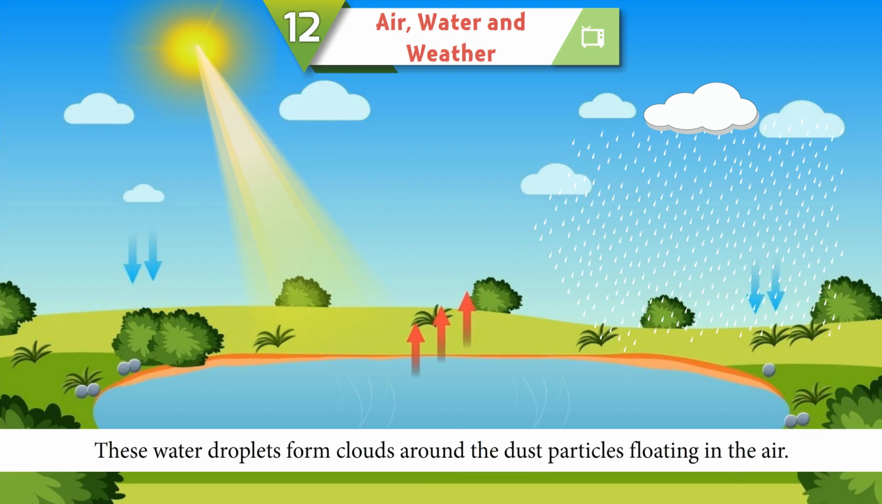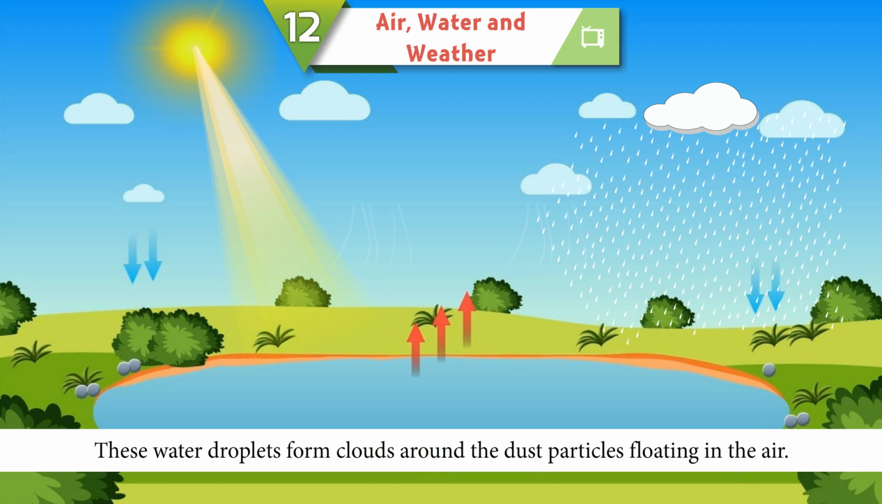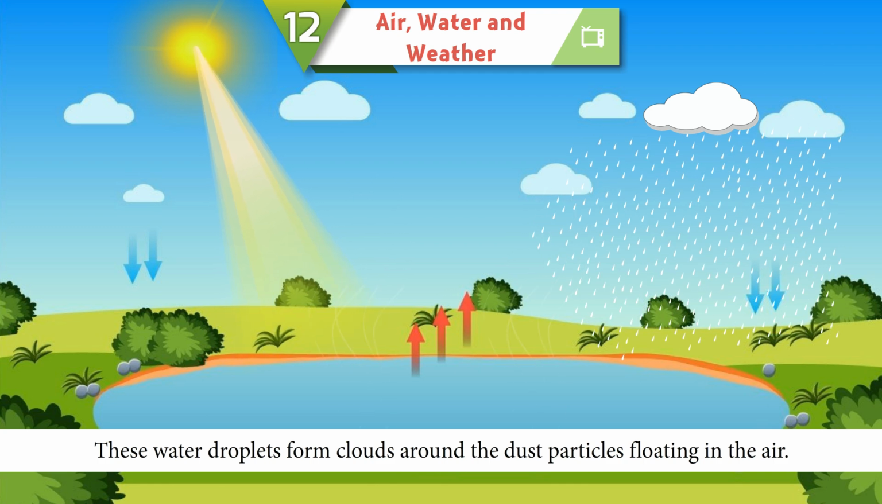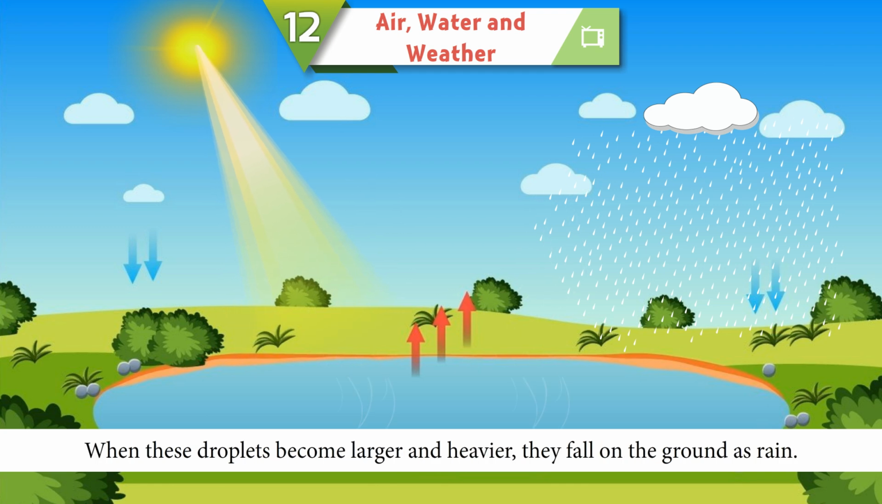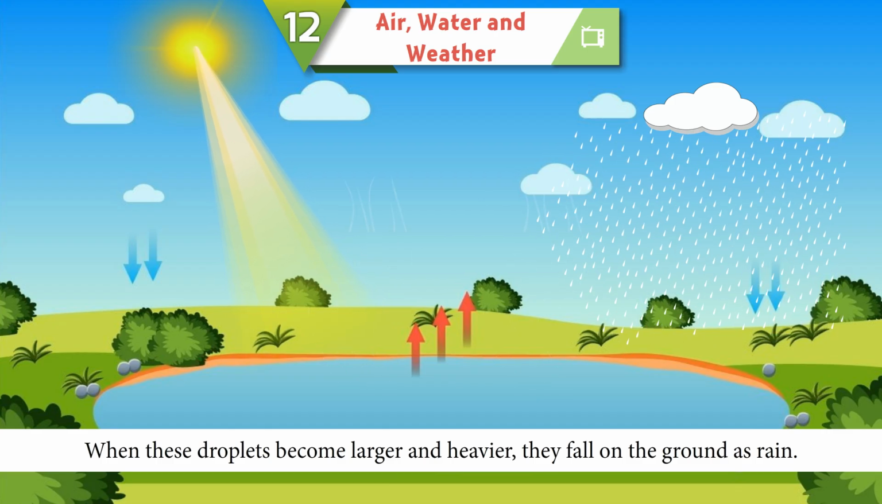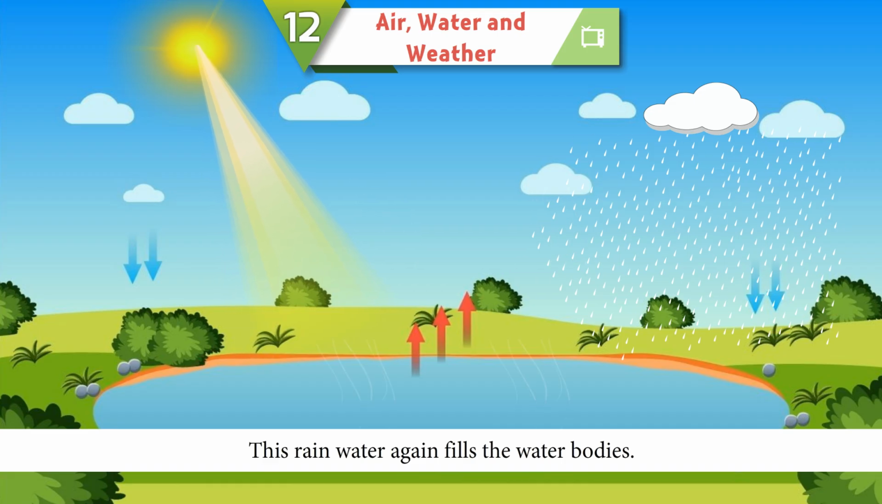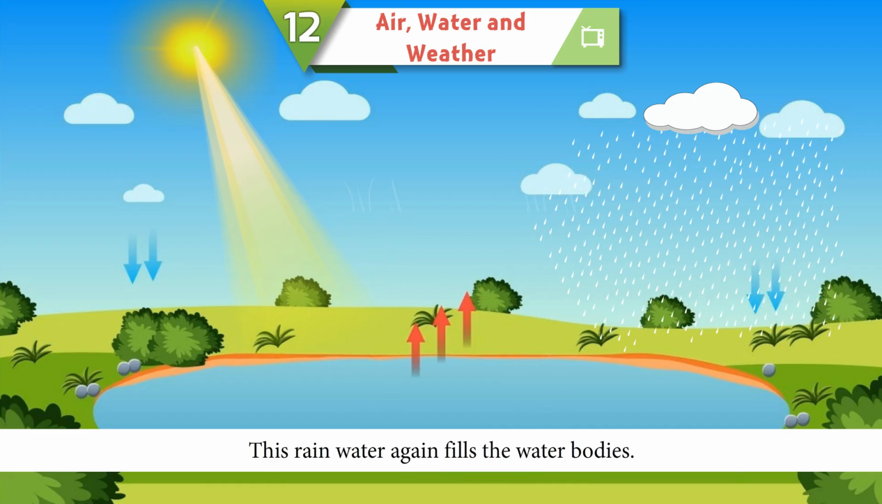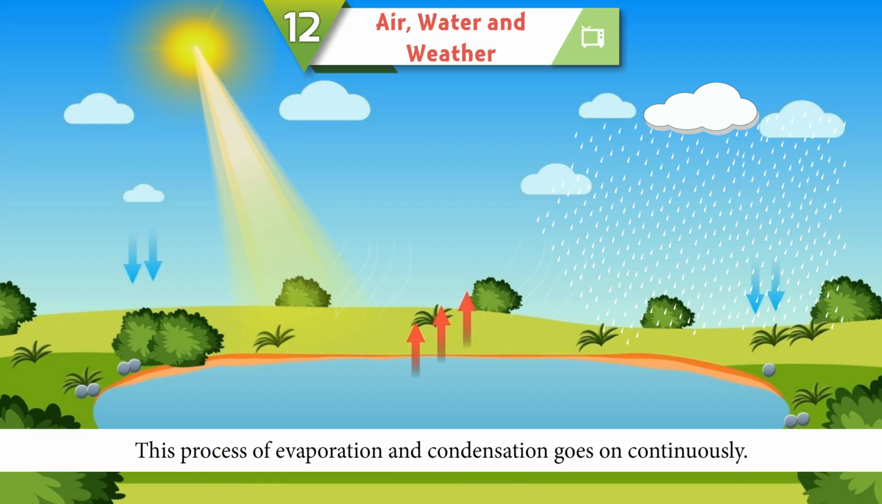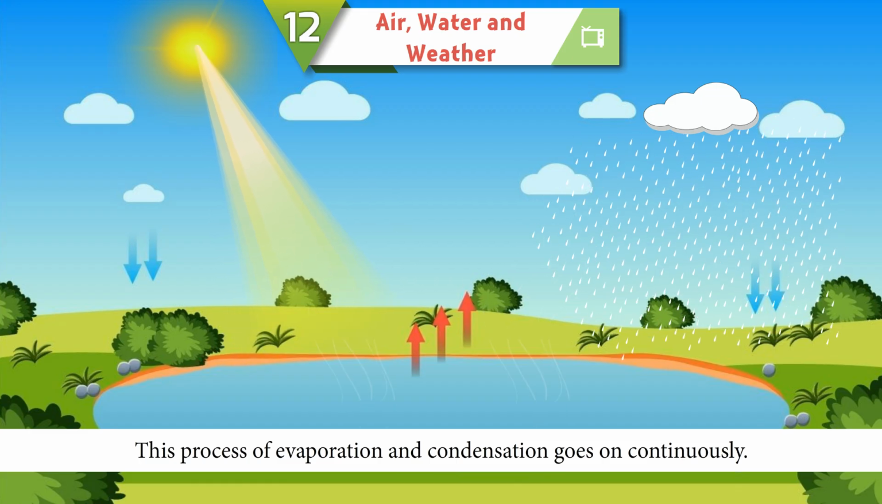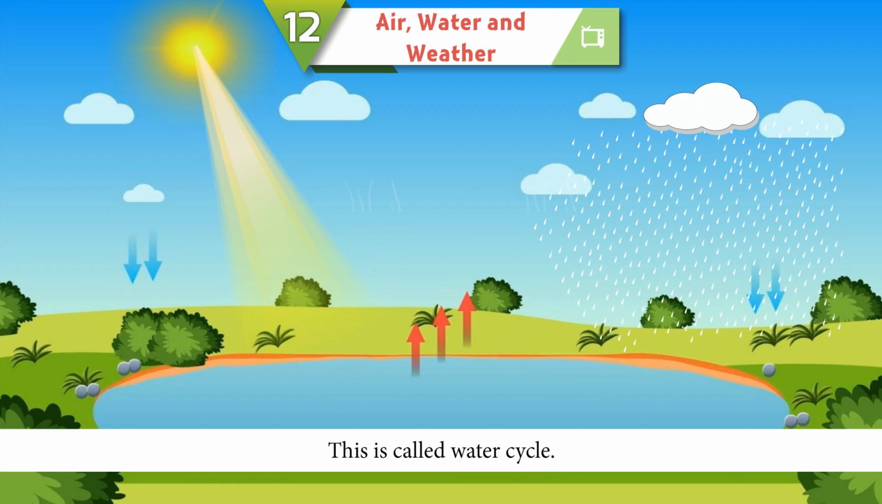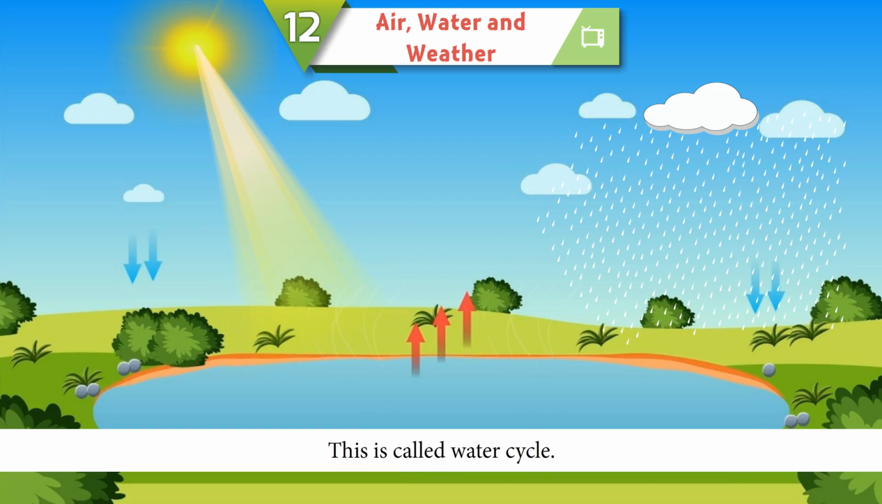These water droplets form clouds around the dust particles floating in the air. When these droplets become larger and heavier, they fall on the ground as rain. This rainwater again fills the water bodies. This process of evaporation and condensation goes on continuously. This is called water cycle.